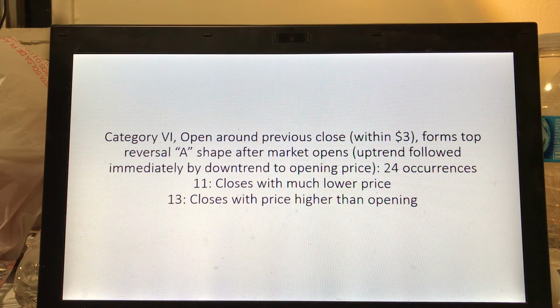If it's just a little retracement, then you will still maintain a bullish outlook and will not change your strategy. There are 24 occurrences of this, among which 11 of them close with a much lower price, and 13 of them close with a price higher than the opening price. Please take a look at the 11 cases where the stock ended up closing with a much lower price.